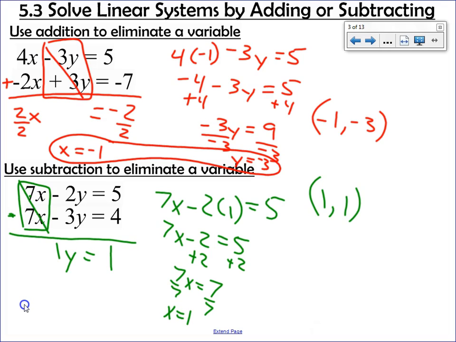So this method becomes easier than substitution because we don't have to get the variable all by itself and then substitute it in. And it's easier than perhaps graphing because we don't have to get the equation into slope-intercept form and graph it or find the intercepts. We can simply just eliminate variables.